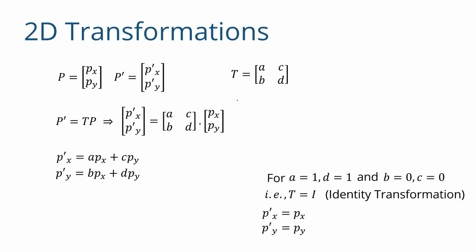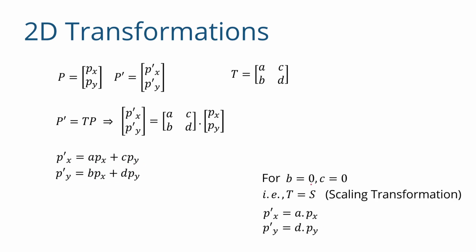Now let us look at 2D transformations in general. So we might have a transformation that is ABCD. If that is the case, then we get the transformed point as P prime x equals A times Px plus C times Py, and P prime y as B times Px plus D times Py. Depending upon what values you give to ABCD, you will get different transformations. If T is an identity, then nothing happens to Px, Py. That is just known as the identity transformation.